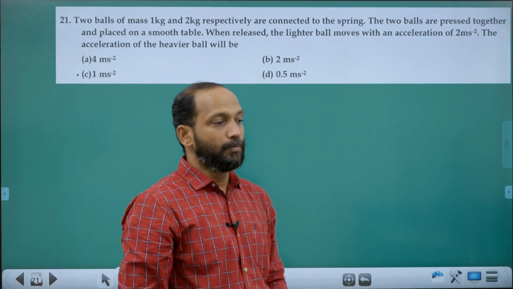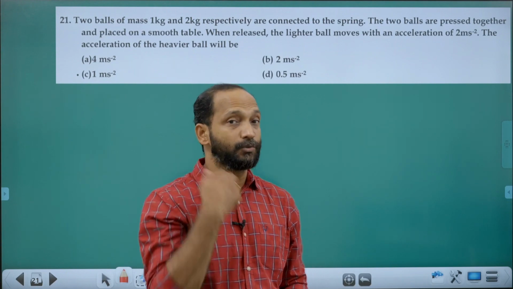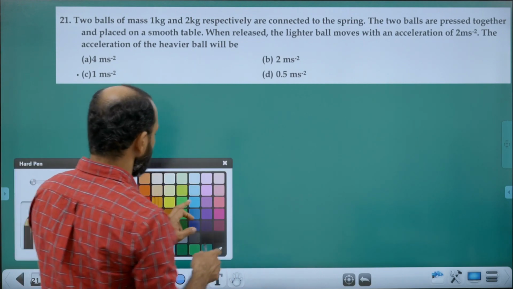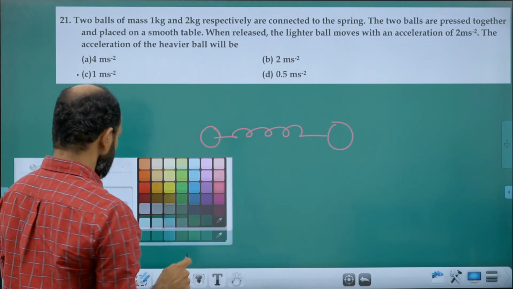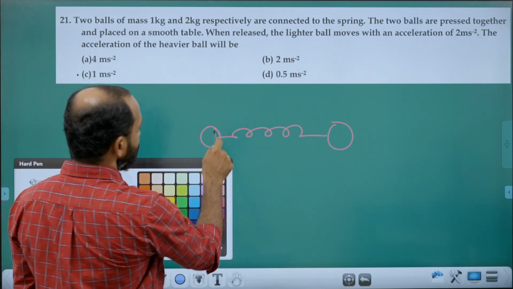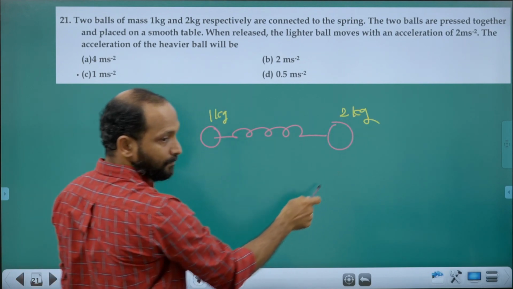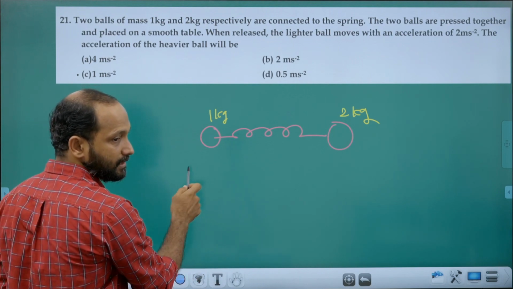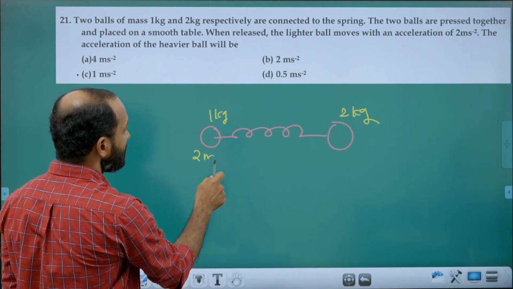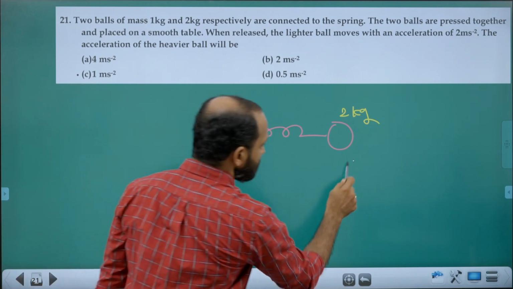21. Two balls of masses 1 kilo and 2 kilo are connected by a spring. Let me draw the relevant picture. These are the two objects connected. Mass 1 kilogram, other mass 2 kilogram. When they are pressed and released, the lighter ball has an acceleration of 2 meter per second square. So the lighter one is of 1 kilo, and its acceleration is 2 meter per second square. What is the acceleration of the other?